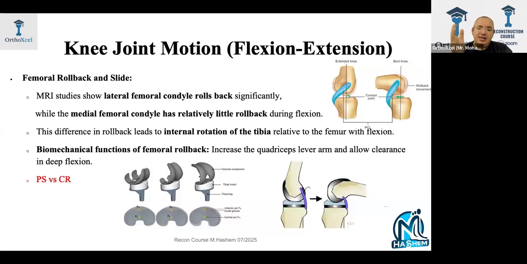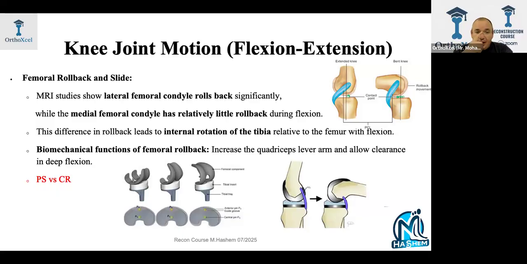If you lose the PCL in the PS knee, you need to understand that the cam will be doing the job of the PCL in anterior-posterior translation. It doesn't allow posterior translation of the tibia, but it affects the femoral rollback. So the design of the PS has to be rolling back more than normal to compensate for the function of the lost PCL. While in the CR, you have the function running normally because you still have your cruciates and collaterals normally. So the femoral rollback happens as normal as it goes.